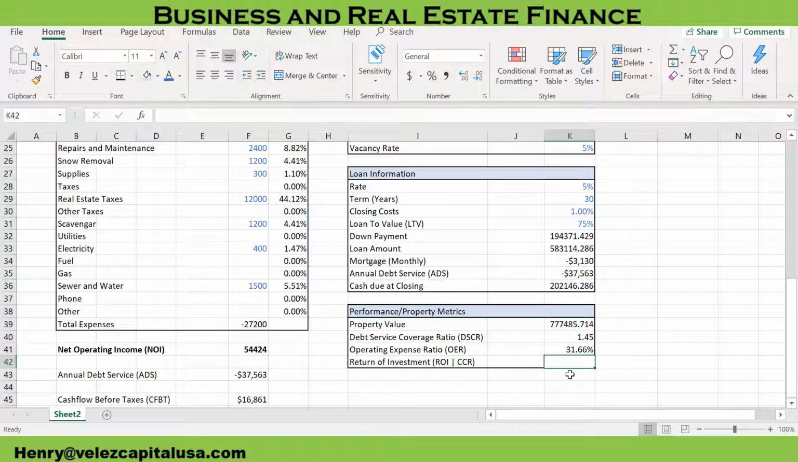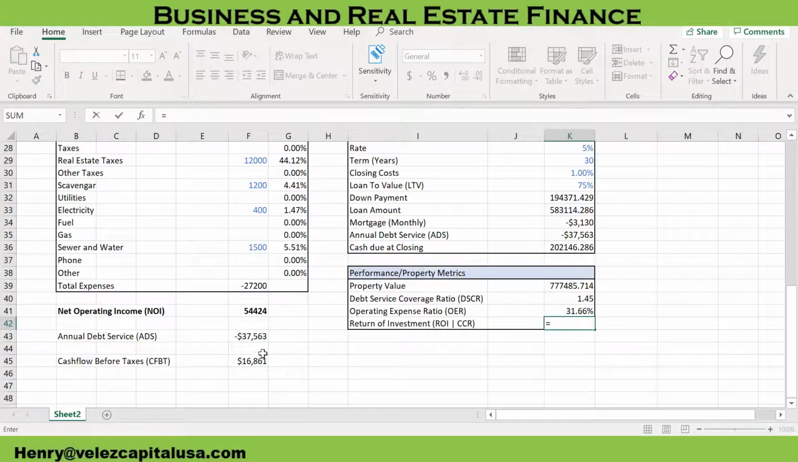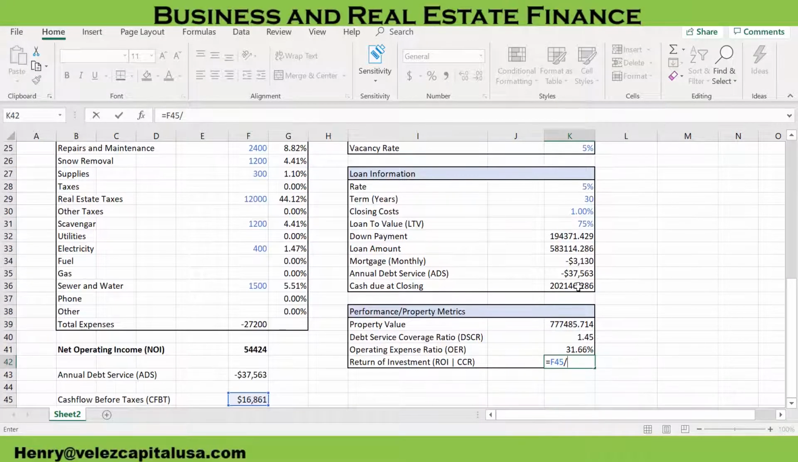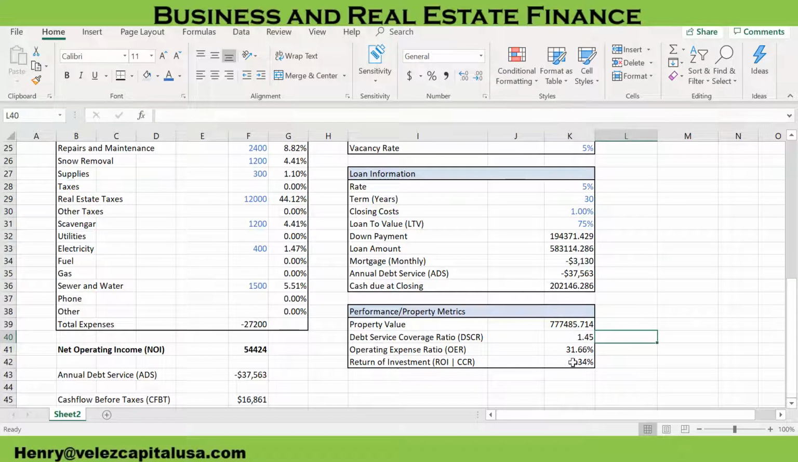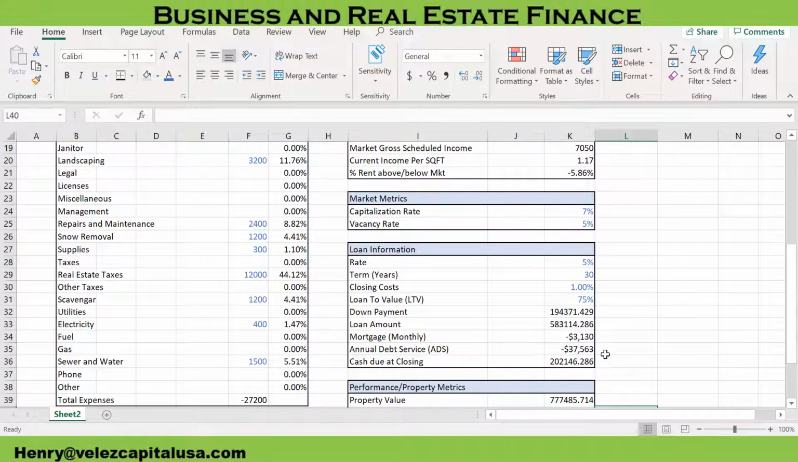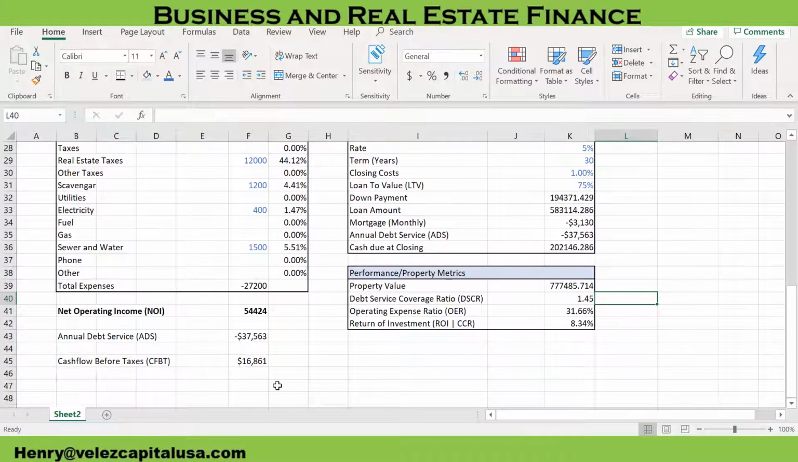And then the return on investment, or ROI, or cash on cash return. We're going to do the first year. That equals the cash flow before taxes, so how much cash you're actually getting versus how much cash you put in. And you put in $202,000. So let's make this a percent. Your first year, you made an 8.34% return on that money before taxes. Now let's pretty this up.